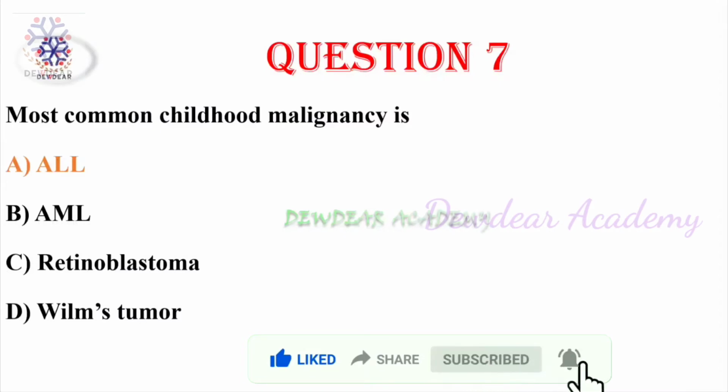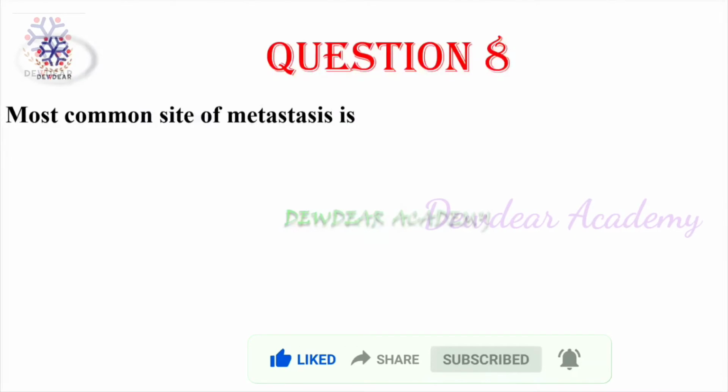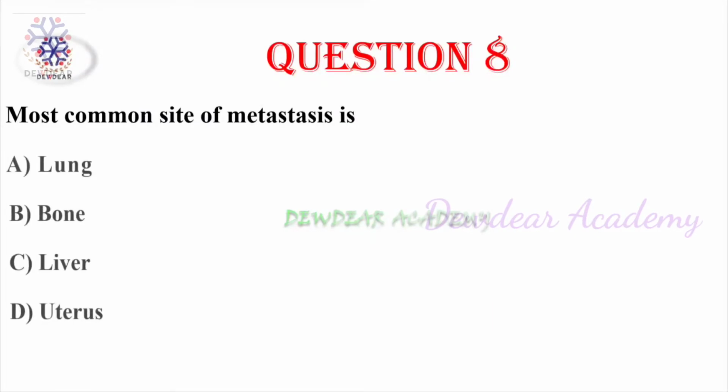Then question number 8. Most common site of metastasis is. Options: lung, bone, liver, uterus. Correct answer is lung. Lung is the common site for metastasis, that is spread from cancer elsewhere within the body.